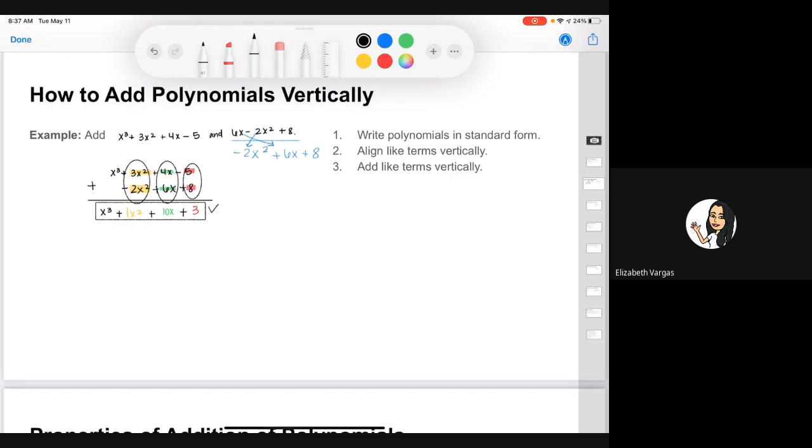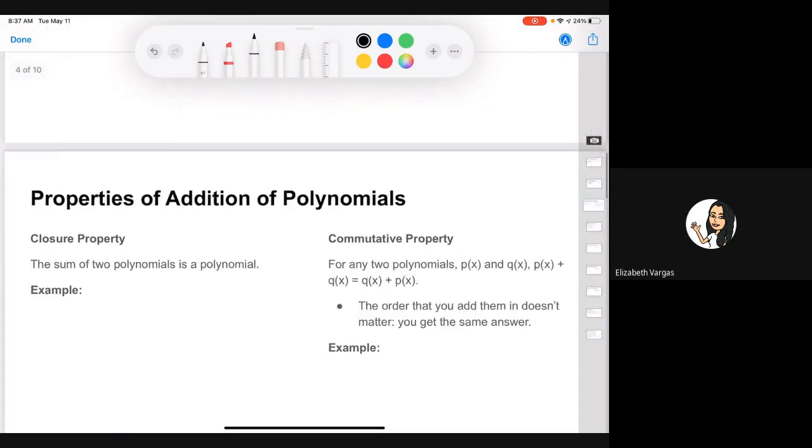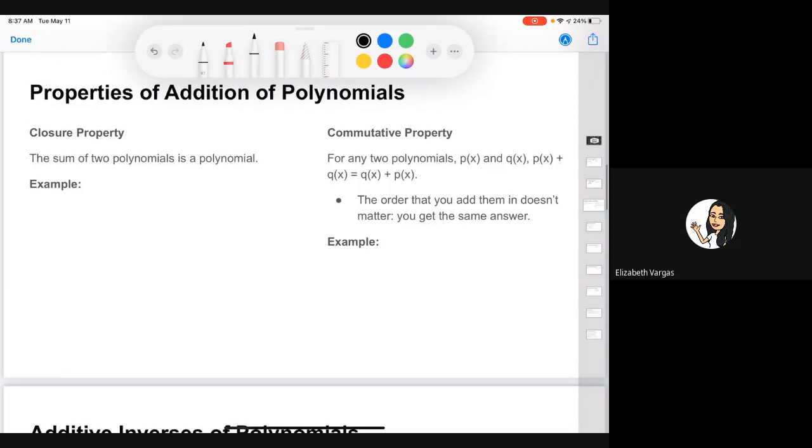Okay, questions about adding? Okay, now we're going to get into subtracting. Oh, actually, we're going to look at these different properties for adding, and then we'll get into subtracting.